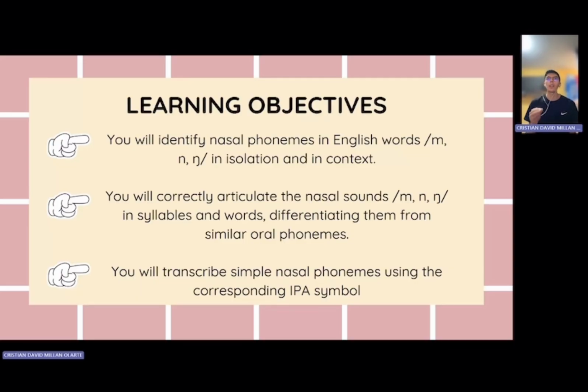Our third learning objective is that you will be able to transcribe simple nasal phonemes using the corresponding IPA symbol. I will explain that later. So those are basically our learning objectives for this class.